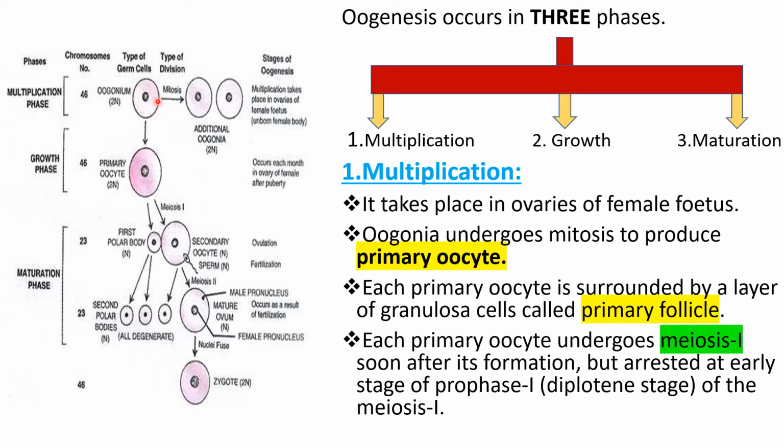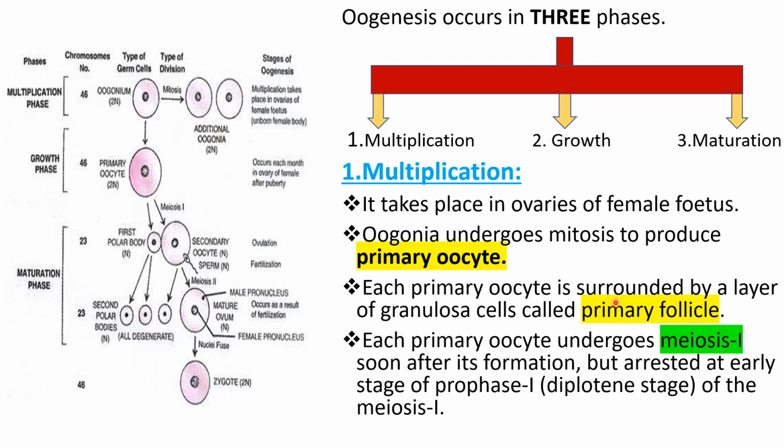This is the oogonium, which is in the diploid condition. I mean, it has two sets of chromosomes, 46 chromosomes. It is exposed to mitotic division and divides into two oogonia, meaning additional oogonia, right?